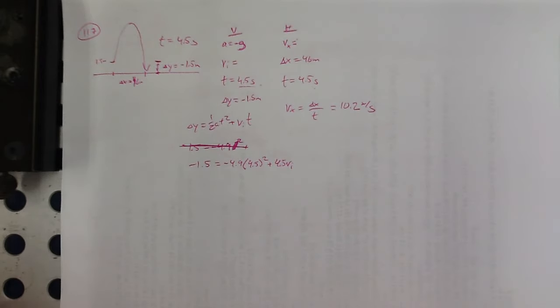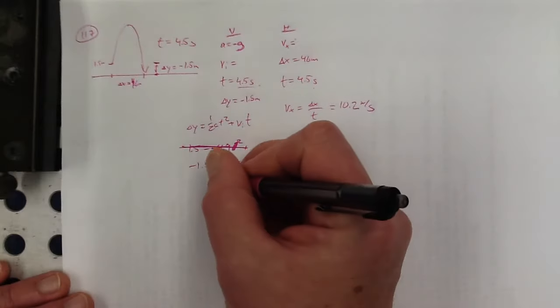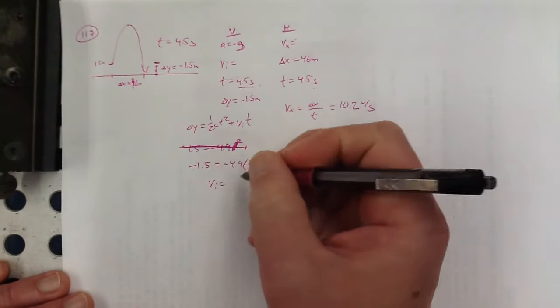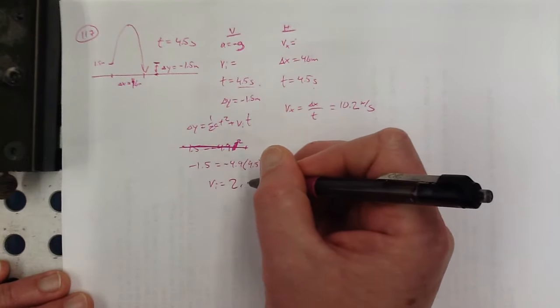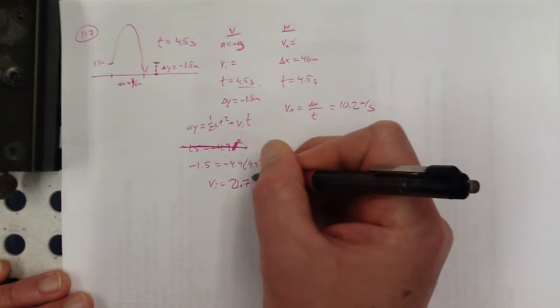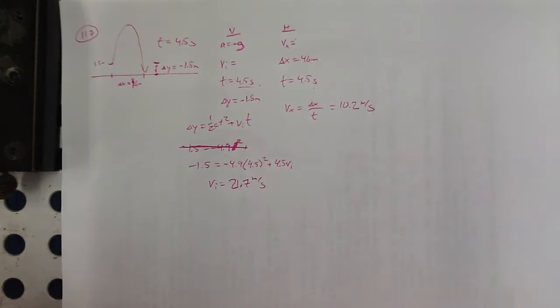So negative 0.5 plus 4.9 times 4.5 squared divided by 4.5. So I'm getting a Vi after doing a little algebra here of 21.7 meters per second.